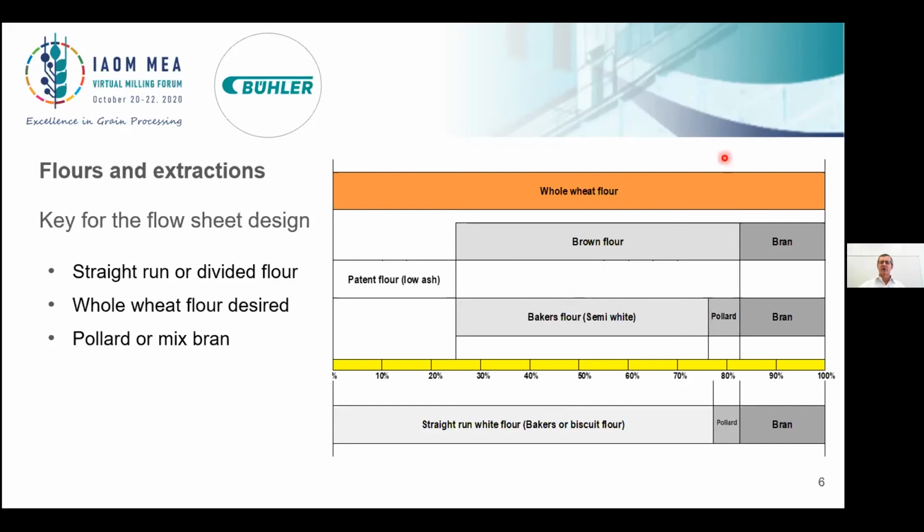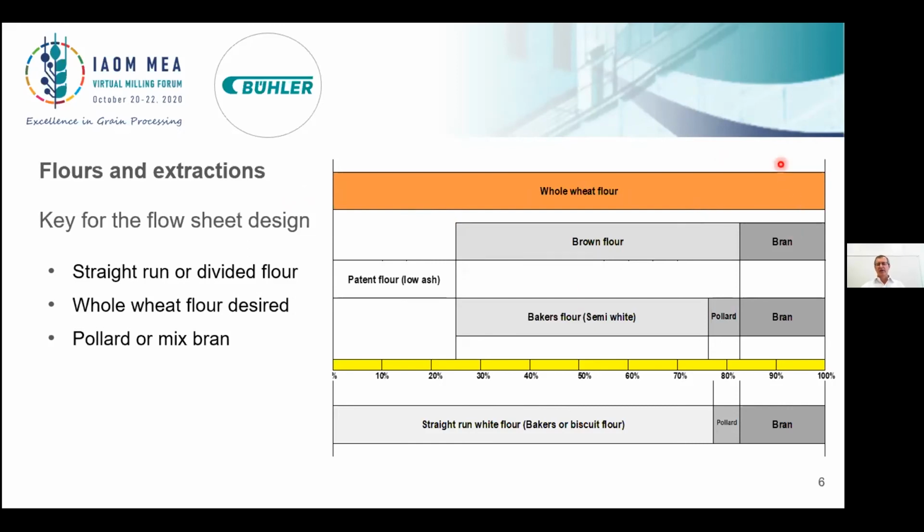The very typical example of a straight run is whole wheat. If you make whole wheat, it's straight run because it's from the whole kernel, 100%. What is the ash on a whole wheat? Equal to the wheat. So wheat coming in with 1.6, 1.7, the whole wheat flour, if we don't take away any bran, will also be 1.7.